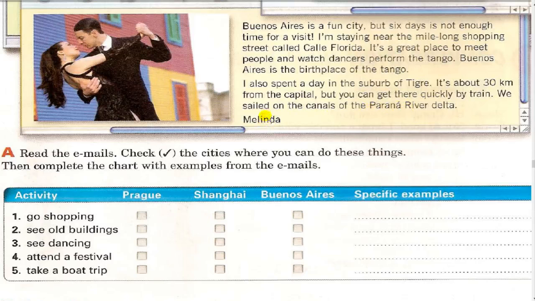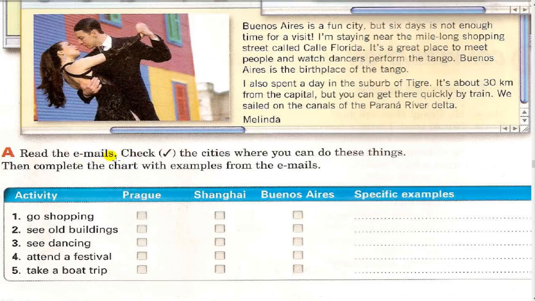Melinda. Where did Melinda go? Melinda went to the suburb of Tigre. How far is the suburb of Tigre from Buenos Aires? It's about 30 kilometers from the capital. Can you go there quickly? Of course you can get there quickly by train. What did Melinda do? She sailed on the canals of the Parana River Delta. Melinda took a boat on the canals. She had a cruise.